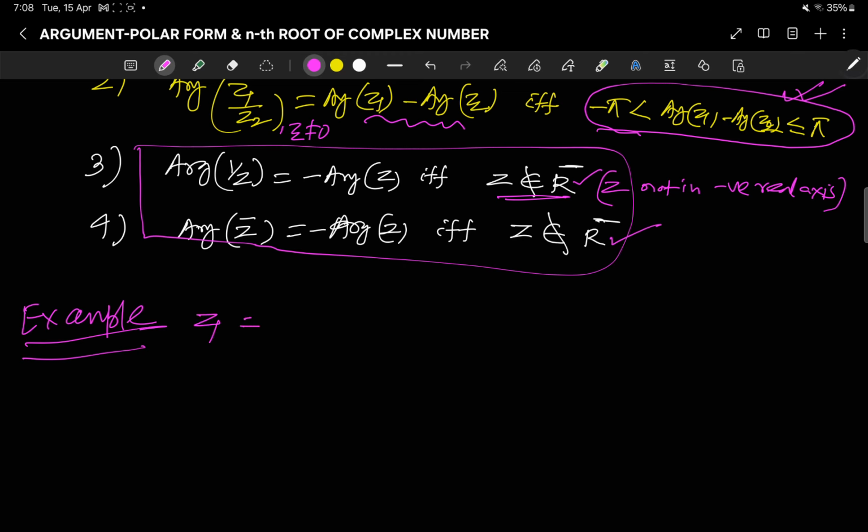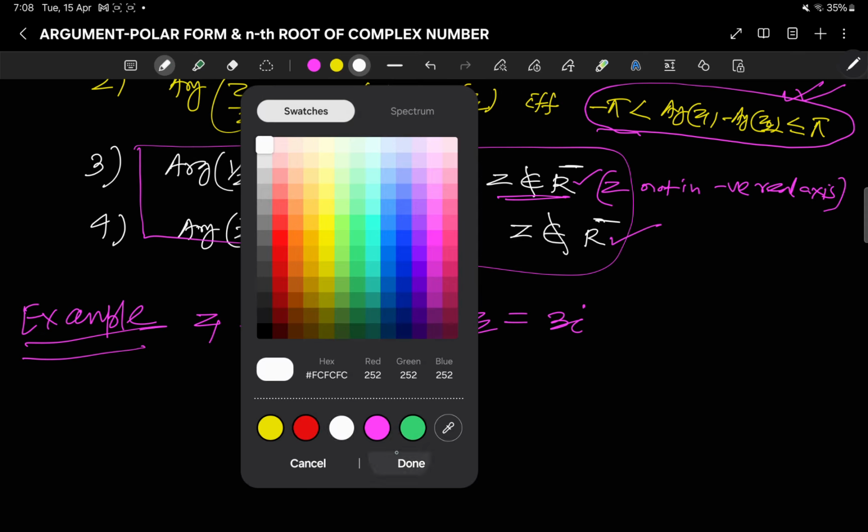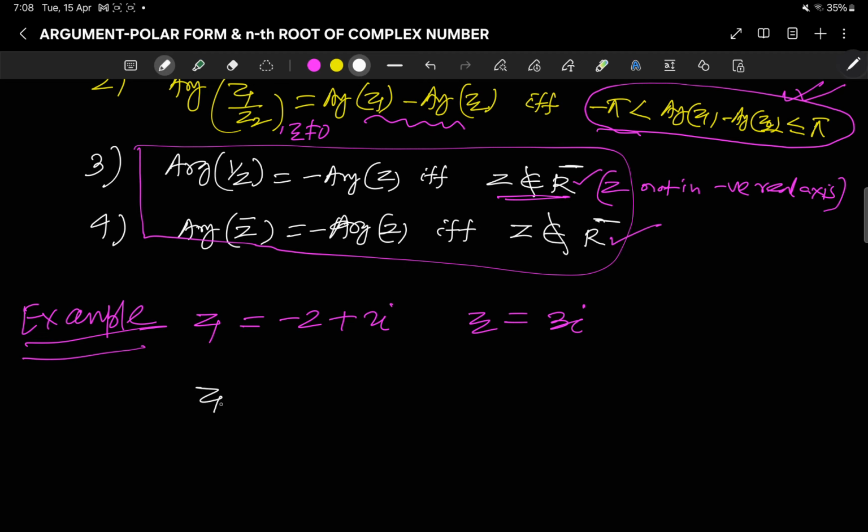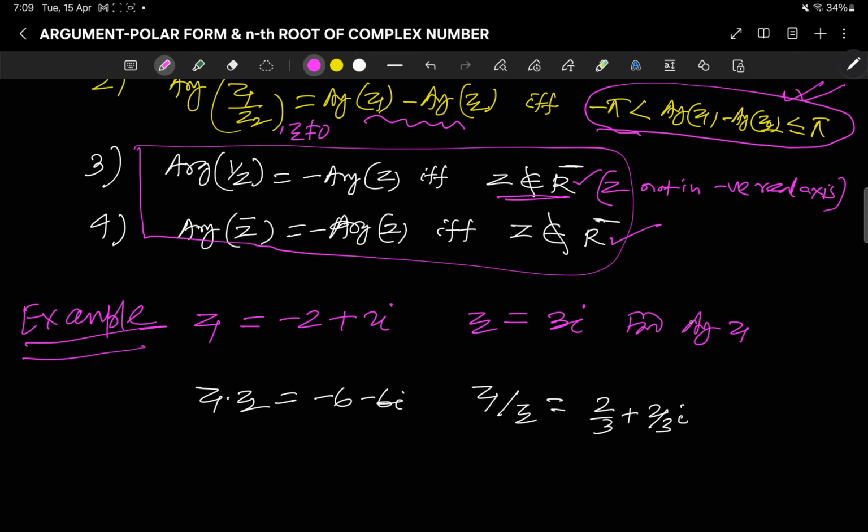Suppose you are given Z1 is equal to minus 2 plus 2i and Z2 is equal to 3i. You have to check this argument. Here Z1 into Z2, if you multiply, will be minus 6i. Z1 by Z2 will be 2 by 3 plus 2 by 3i. And you are asked to find ARG Z1 into Z2 and ARG Z1 by Z2, and verify.